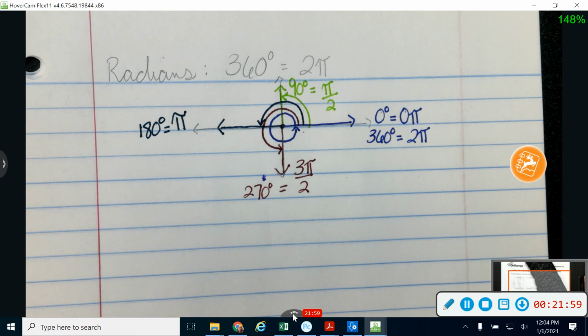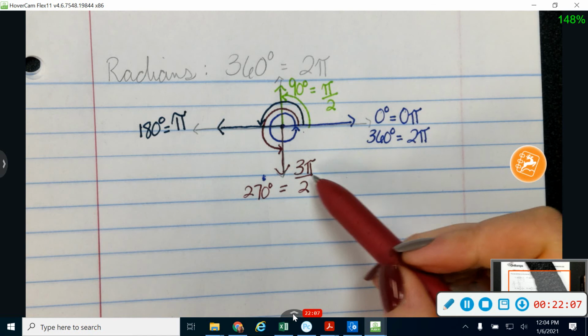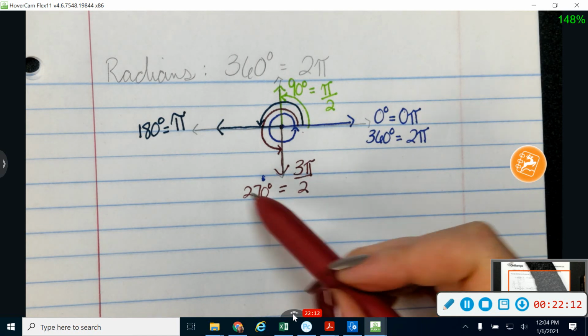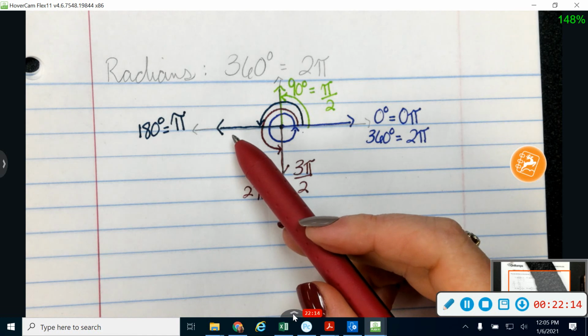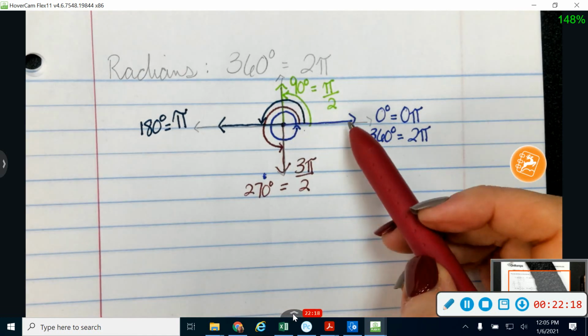Right? They can also go the other way, and I'm not going to ask you to draw all of those, but they can also be measured clockwise. So I could also measure from here to here and say this is negative pi over 2. I could measure on around and say this is negative pi. I could measure on around, so that's negative 3 pi over 2, and all the way back around to negative 2 pi. So they can work positive and negative.